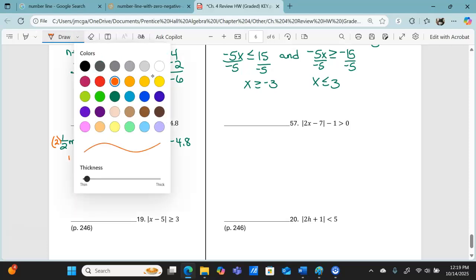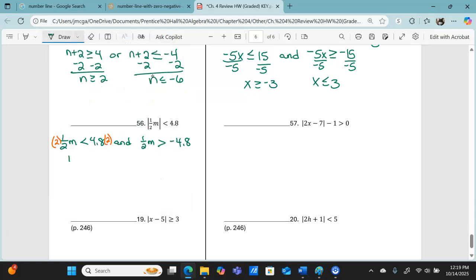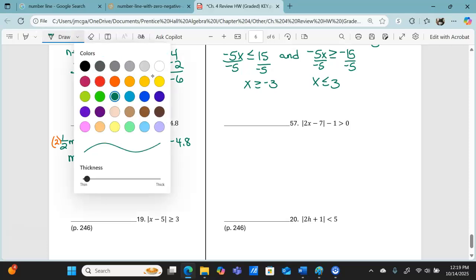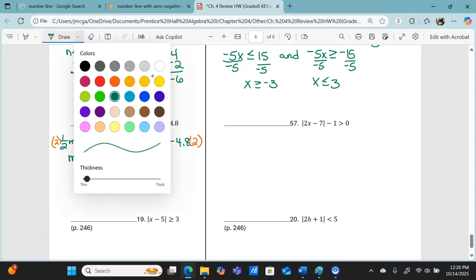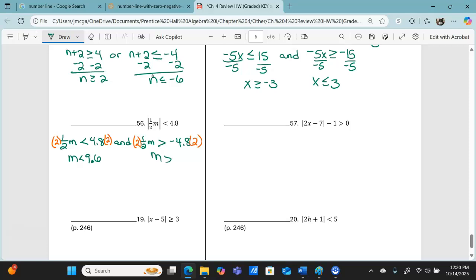So I get m is less than 9.6. Multiply both sides by 2. And I get m is greater than negative 9.6. And these are connected with an and. So smaller number, bigger number, variable in the middle, pointy always goes that way. And there is no or equal to on those.